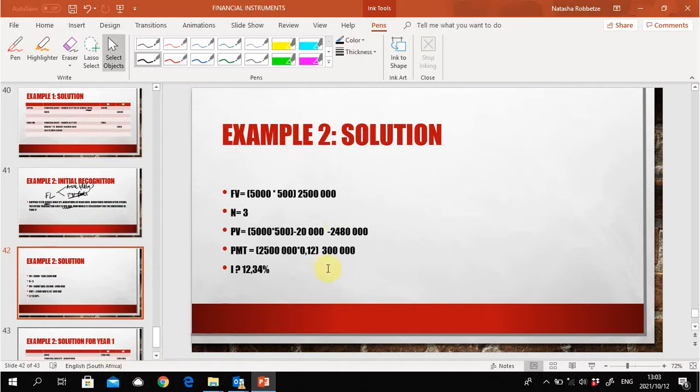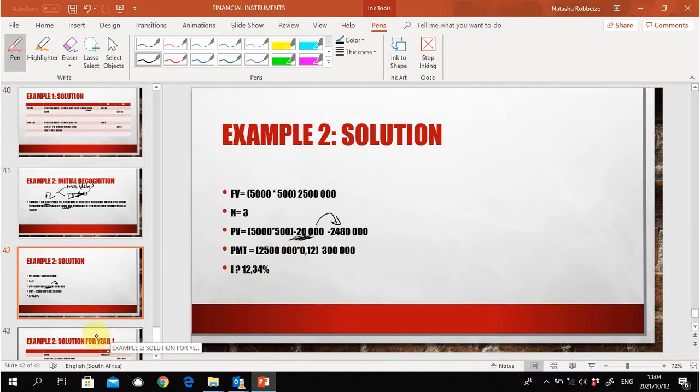Right, for the solution we're going to type into our calculators 5,000 times 500 for the future value. It's for 3 years. For the present value, we're going to say 5,000 times 500 minus 20,000. So please note how the transaction cost is deducted there. And I type my present value into my calculator as a negative, otherwise it's going to say error when you want to calculate the outstanding figure, let's say the effective rate or the years or whatever. So you need to type it negatively. Then the payment is the future value times the 12%. And if I compute the interest rate, the effective interest is 12.34%.